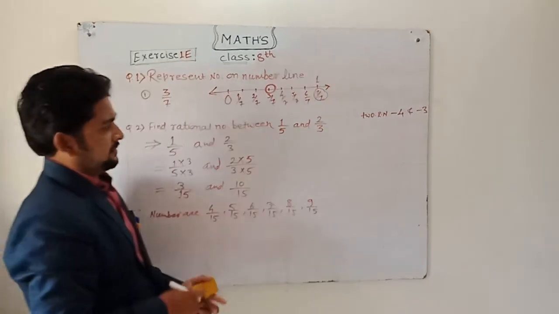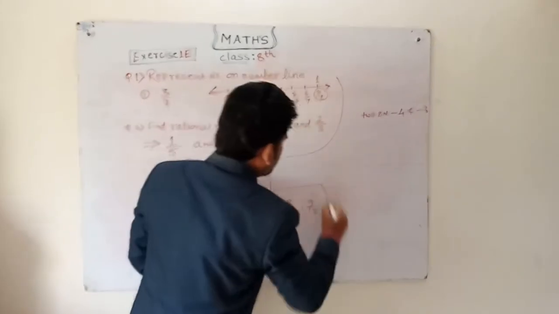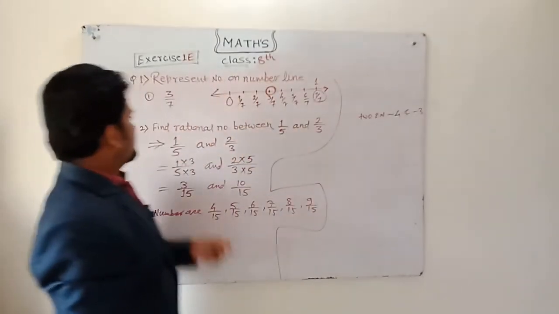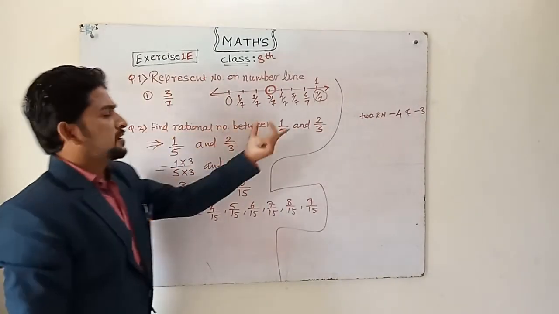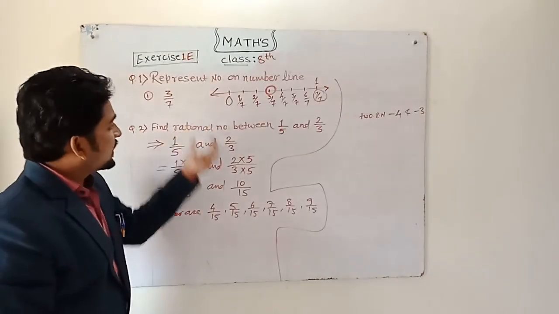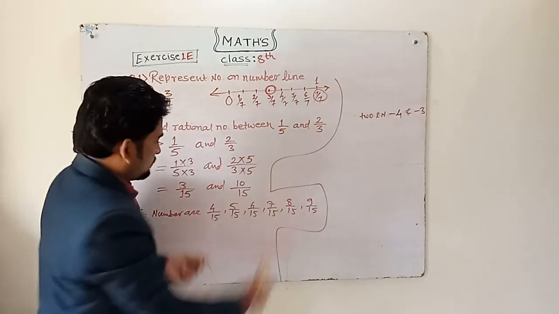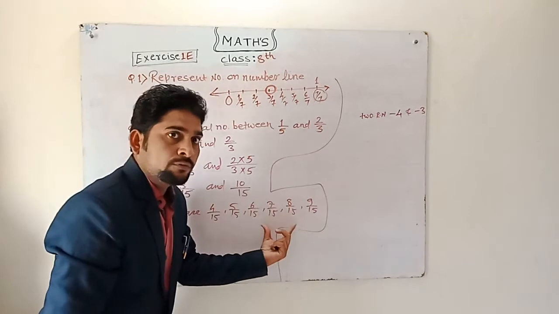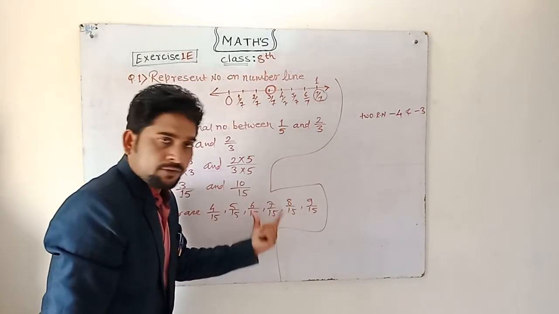If it is written here that we have to find two rational numbers, the question mentions how many. But sometimes they do not mention how many, or they can ask to find 10 rational numbers between these two terms, while we got only 1, 2, 3, 4, 5, 6. So how is 10 possible? It will be possible.